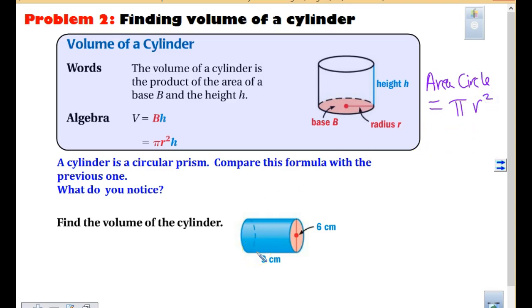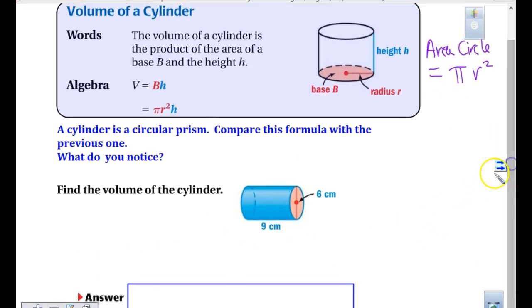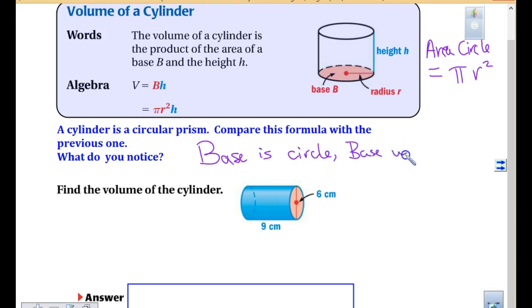We are going to use that pi button a ton this year, okay? We're not going to round it to 3.14. I know last year you might have done that a lot. No way. We want to keep it exact. We're going to leave our answer in that form. So it says, a cylinder is a circular prism. Compare this formula to the previous one. What do we notice? What's different about the formulas? The base, right, is a circle now. Before, our bases were a rectangle, right, or a triangle.